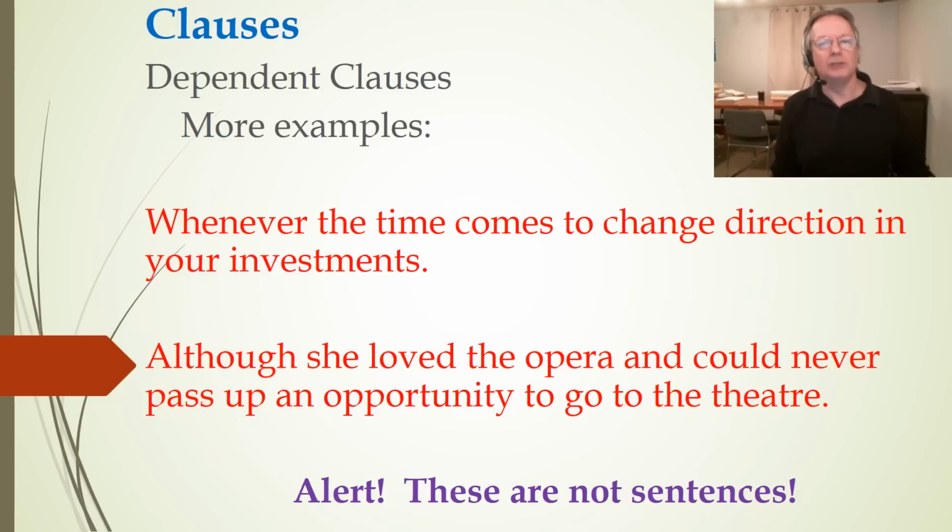Although, this word turns this clause into a dependent clause. In other words, it doesn't complete the thought. So although she loved the opera, etc., what else happens? We're still waiting for more information. So again, alert, these are not sentences even though they look like sentences. So you have to be careful with that.